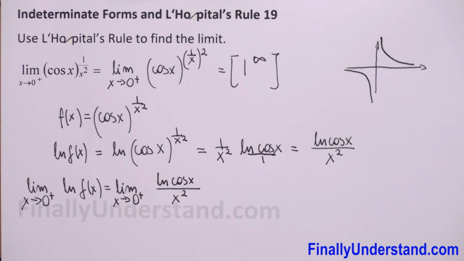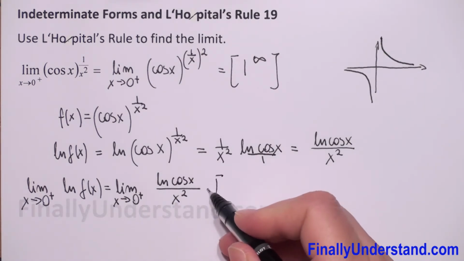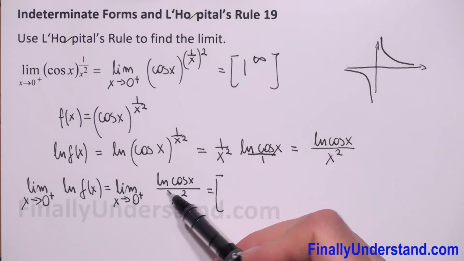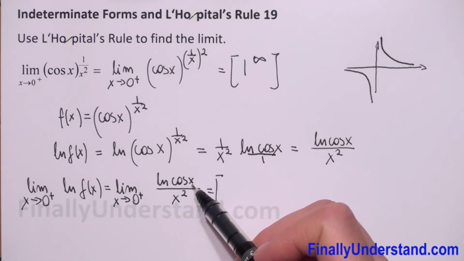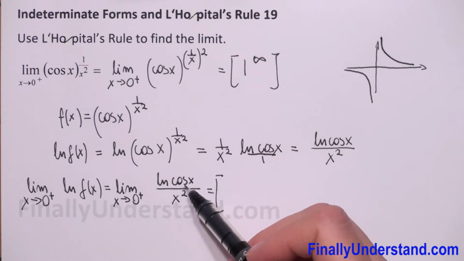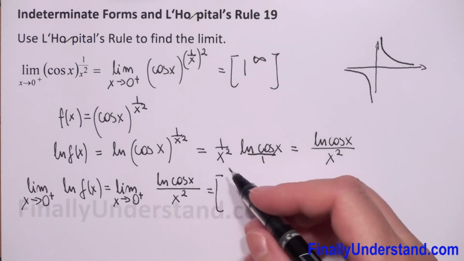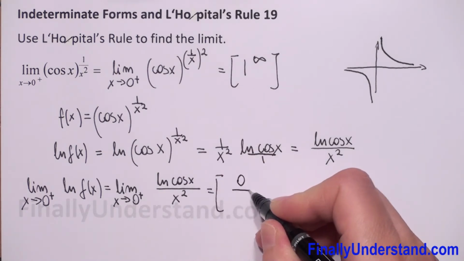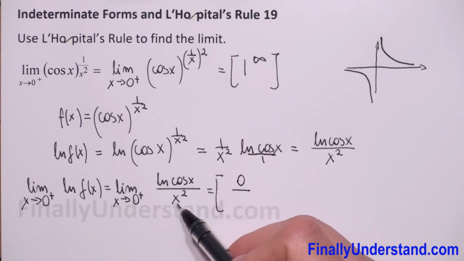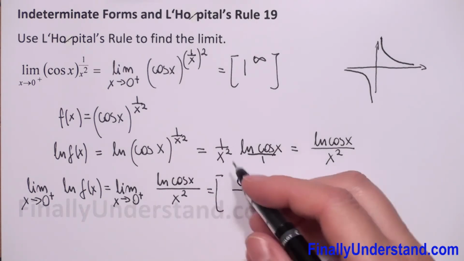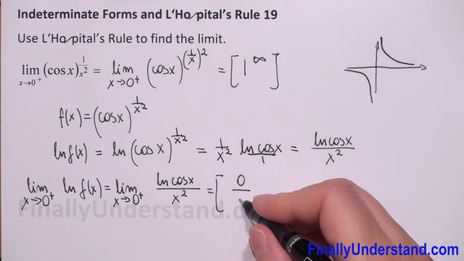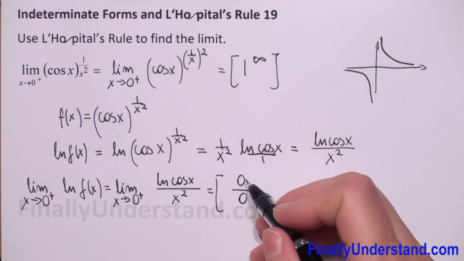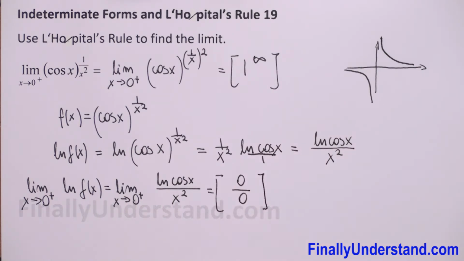Let's see what will be when we substitute x's by 0. Let me put this in brackets. Natural log of cosine of 0 is 1. So we have natural log of 1. Natural log of 1 is 0. So we have 0 in numerator and x squared, 0 squared is 0. So we have indeterminate form 0 over 0. So now we can use L'Hopital's rule.